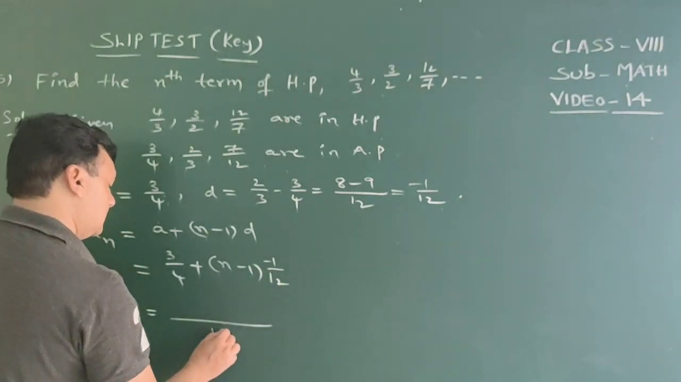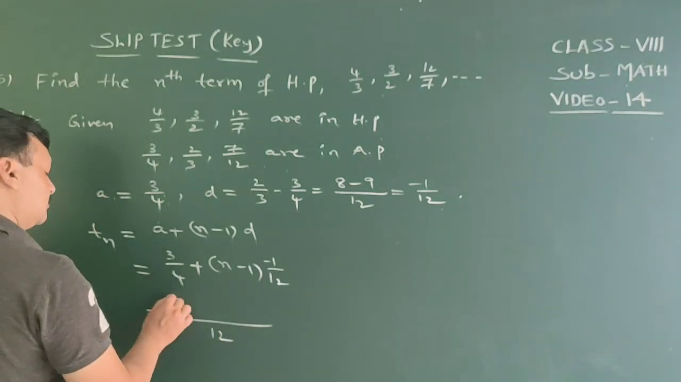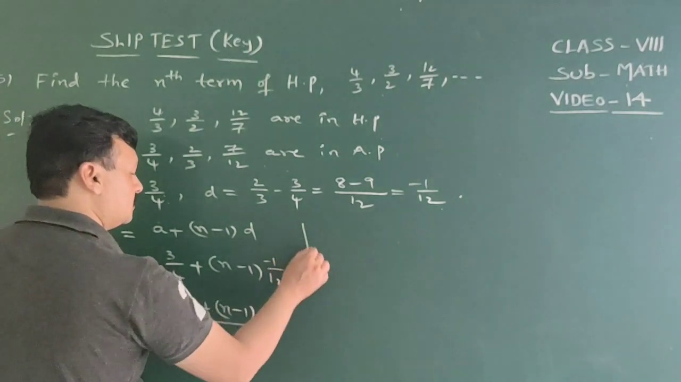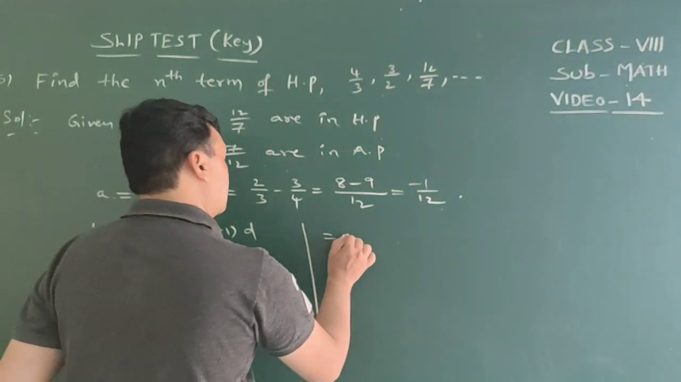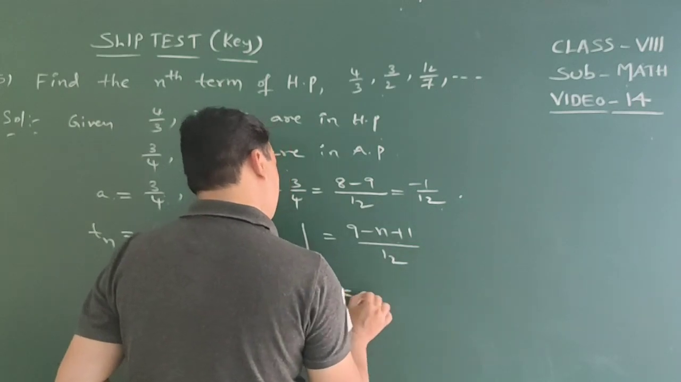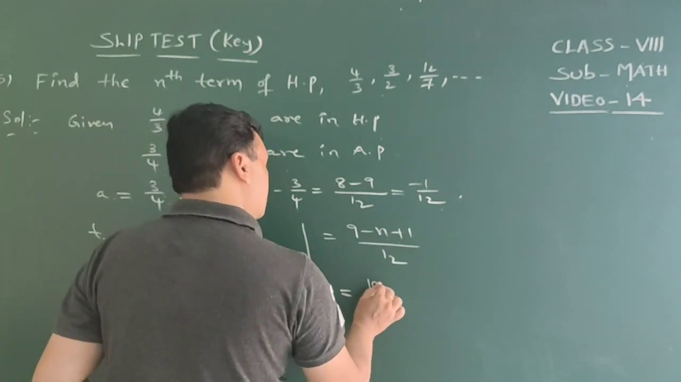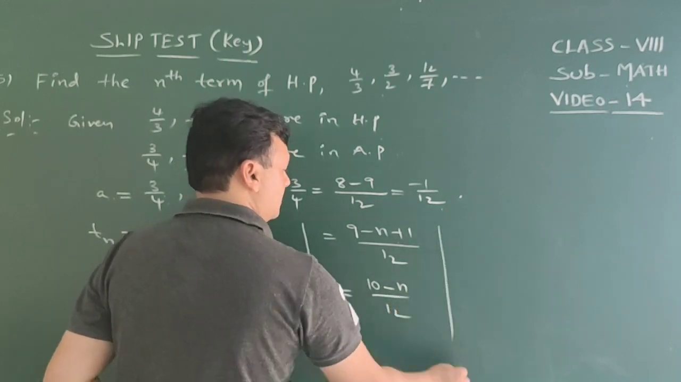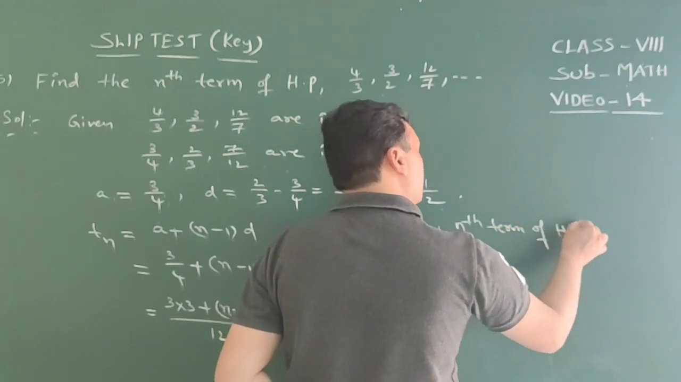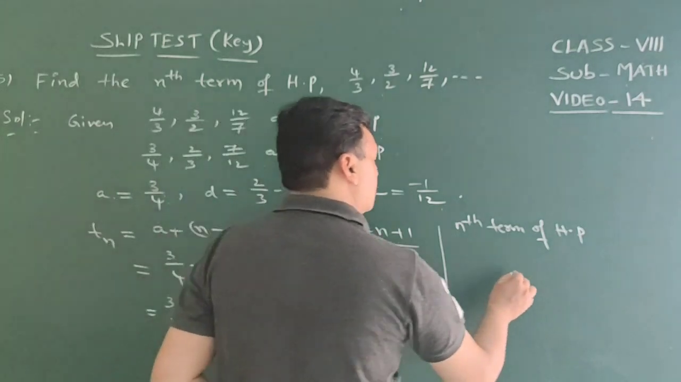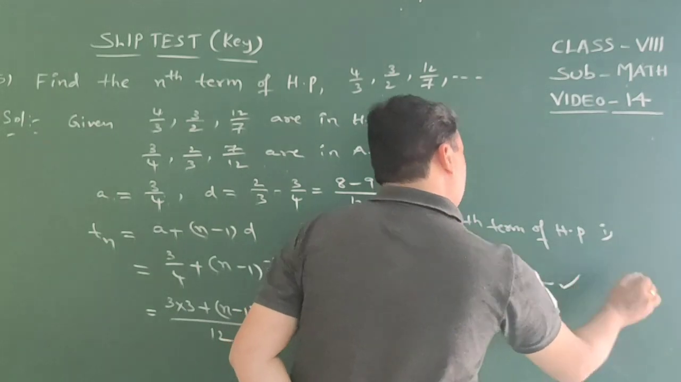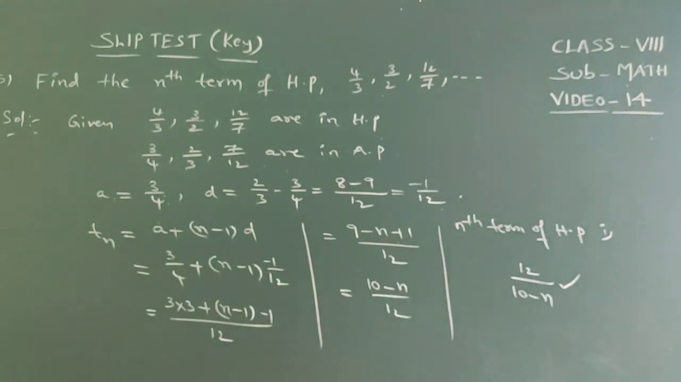So here the LCM is 12. 3 times, that's why 3 into 3 plus n minus 1 into minus 1. So 3 threes are 9. Here minus n plus 1 by 12. 9 plus 1, 10 minus n by 12. The nth term of HP is the reciprocal. 12 by 10 minus n is the required Tn.